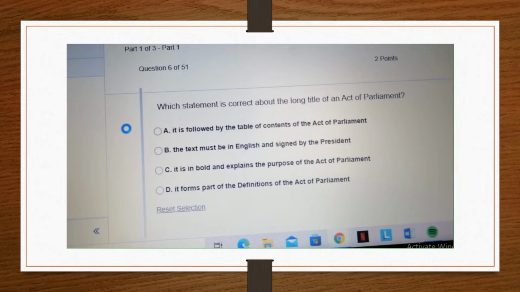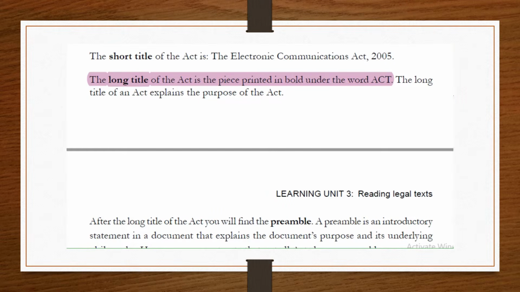6. Which statement is correct about the long title of an act of parliament? My answer is C, which is in bold and explains the purpose of the act of parliament. Let's go to page 44 and check it out. The long title of the act is a piece printed in bold under the word act. That's it. And it explains the purpose of the act.